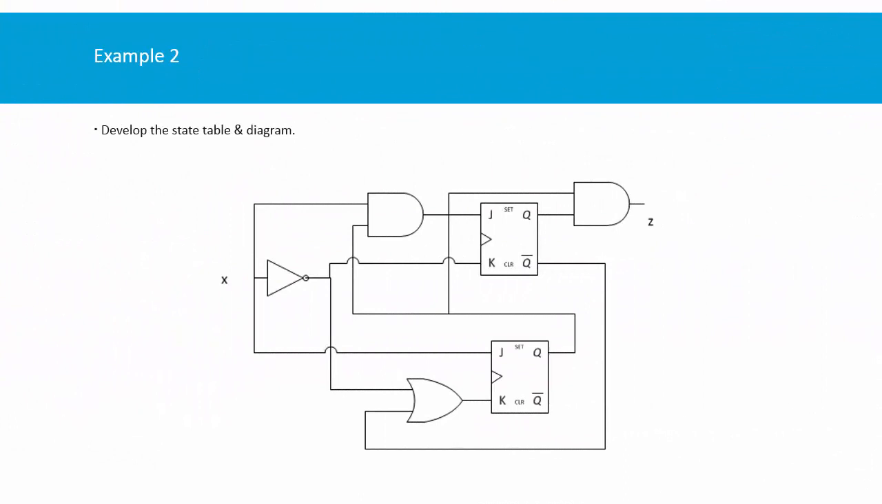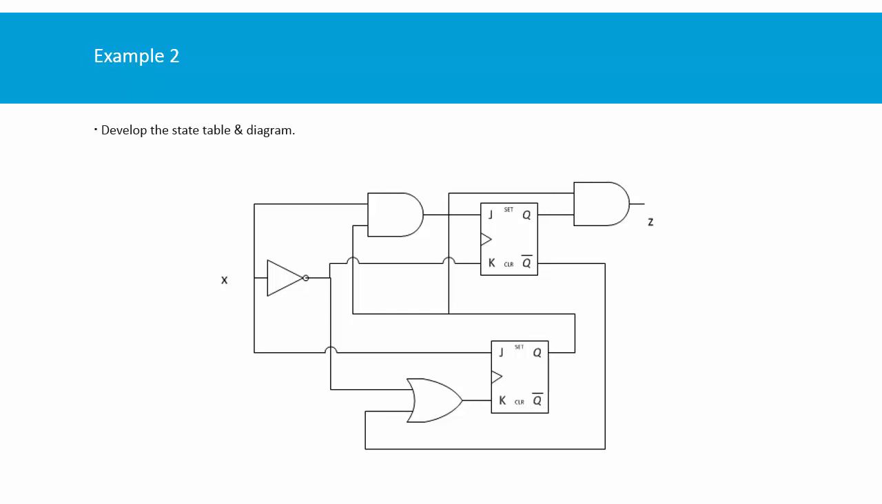Let's develop the state table and the state diagram for this circuit. Now for this circuit, it's a little different. You need equations for the inputs of the flip-flops, remember, and the outputs of the system. So you have the inputs of the flip-flops. Now here's the interesting part. You have two flip-flops.